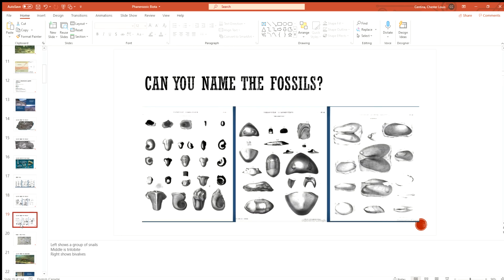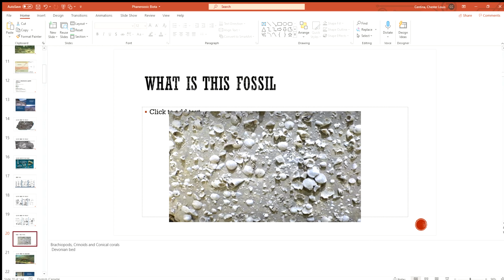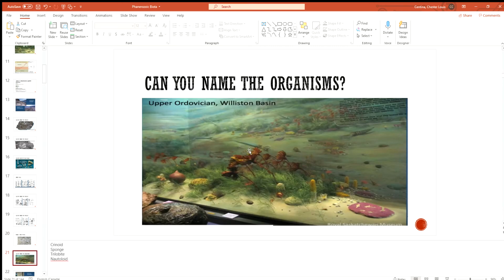Okay, another picture. This is a trilobite, snails, bivalves. These are brachiopods, and this is a Devonian bed. And you can see that this is a coral right here. These are corals, conical corals, the stump of it. Okay, next. Let's try to test our knowledge.